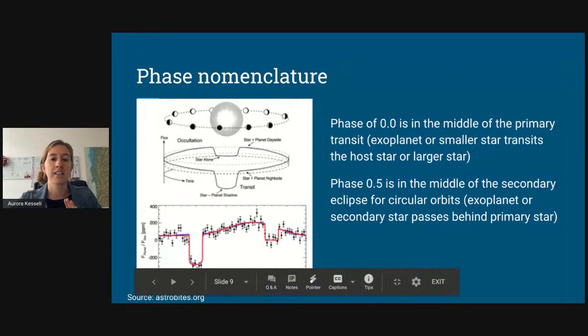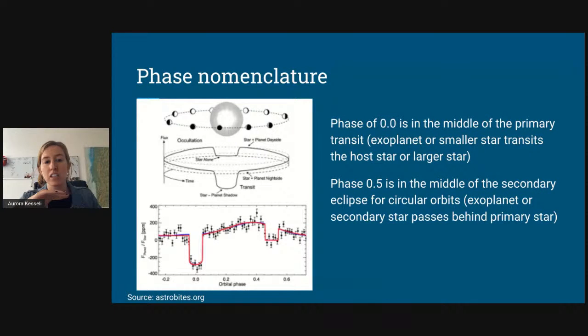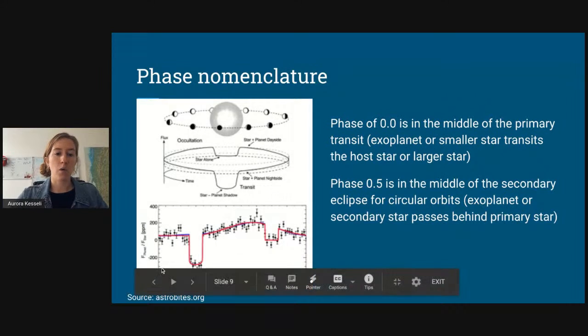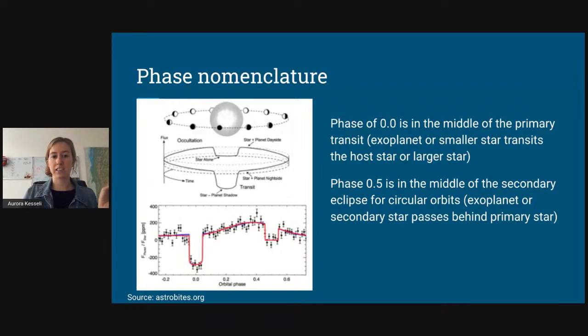And as the secondary star, or the exoplanet, passes behind the host star, this is usually at a phase of 0.5, although it can be slightly different if we have an eccentric orbit. Oftentimes you'll see plots like this, where people who've made the plot have phase folded. You have observations spanning years of time, but once you find a period, you can put them all onto the same plot, putting their phase from 0 to 1.